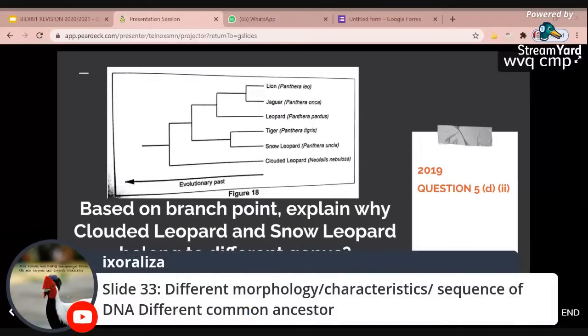Right, so saya tuliskan jawapan kat sini untuk slide 33. So soalan tanya pasal based on the branch point kan. So clouded leopard is this one and snow leopard is this one. So branch point dia berbeza. So I think the easiest answer that you can give adalah it have different common ancestor. Right, so the second point yang saya bagi, different common ancestor.